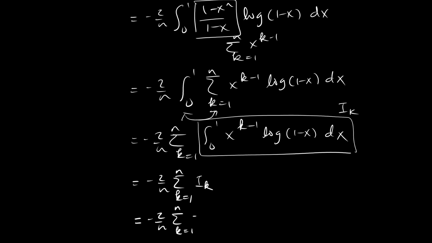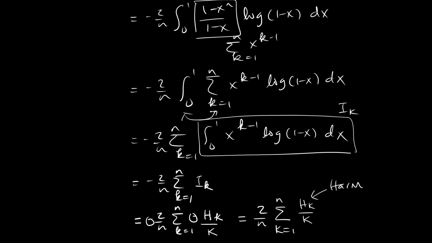So we have negative hk over k. This negative interact, so we have 2 over n, the summation from k equals 1 to n of hk over k. And this here is the harmonic series that we saw previously what it meant.